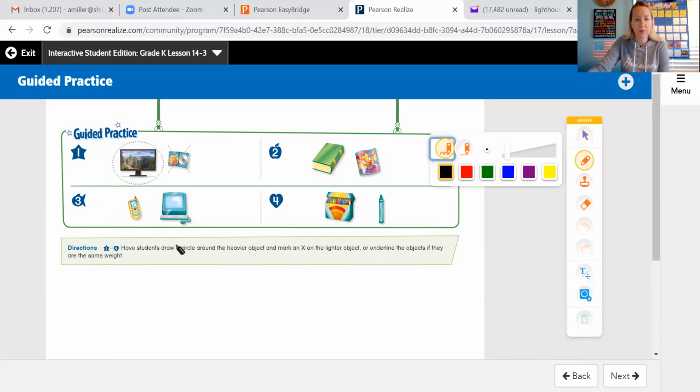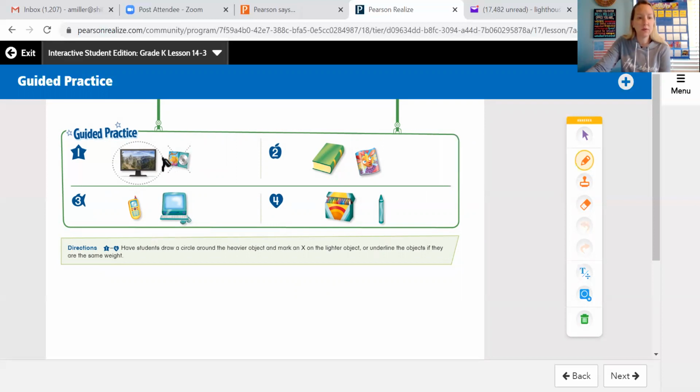So the first one they did for us, they have a TV and a DVD. So think about a TV at your house. Could you carry that? Probably not. So a TV is going to be very heavy. And a CD, a disc in a movie case. Can you carry that? Yeah, I think so. So this one they did for us. The TV is heavier, so we will circle it, and the CD is lighter, so we will cross it out.